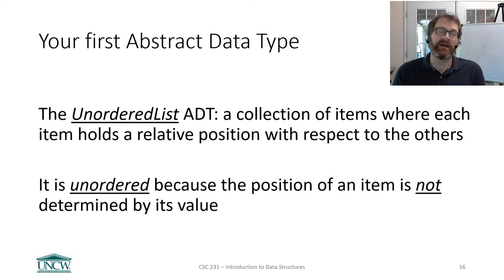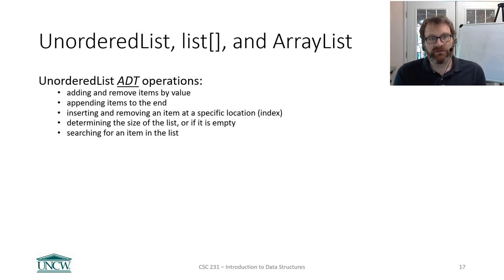That's a useful thing to have in computing, a collection of items where each one is in a relative position to another. It's a list. That's a very useful, very basic kind of abstract data type. It's an unordered list because the position of the items in the list is not determined by the value. The list isn't sorted in any way. The positions of the items depend on how you added them into the list. Did you append them? Did you insert them? What did you do? But they're not sorted, right? They're not ordered in any way. So, an unordered list, right?